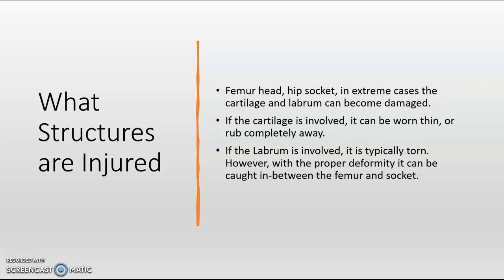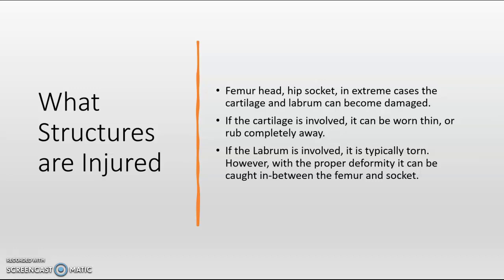When looking at what structures are going to be injured, you're looking at the femur head, the hip socket itself. In extreme cases, the cartilage and labrum can become damaged. That's usually due to the actual impingement itself or to a dislocation. If the cartilage is involved, it can be worn thin or rub completely away. You also can tear the cartilage in certain areas, allowing it to peel back and result in bone-on-bone contact, which is very painful. And if the labrum is involved, it is typically torn during a dislocation.